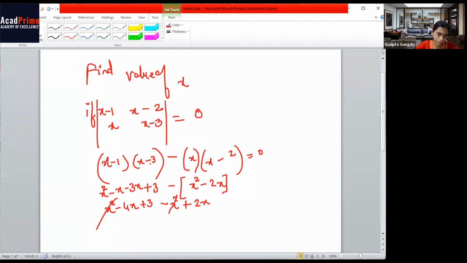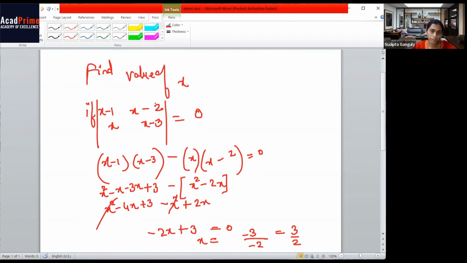Then I have minus 4x and then plus 2x, so it comes out to be minus 2x. So this is minus 2x plus 3, which is equal to 0. So my value of x is equal to negative 3 divided by negative 2, which is 3 upon 2, right? So here, as I have solved the determinant, I've got the value of x.